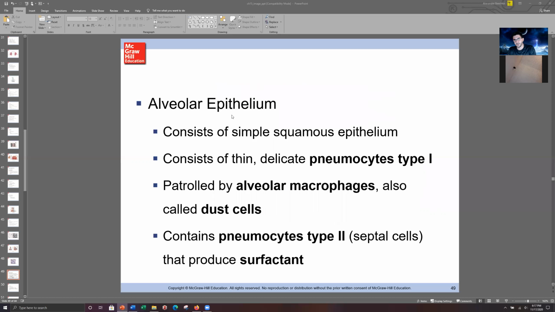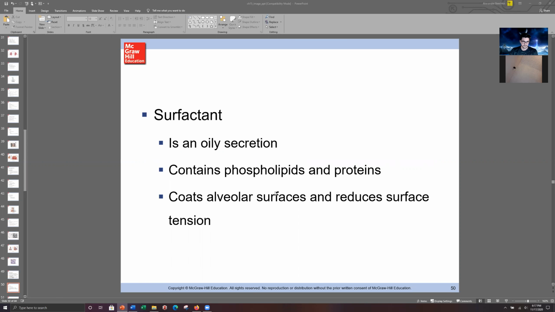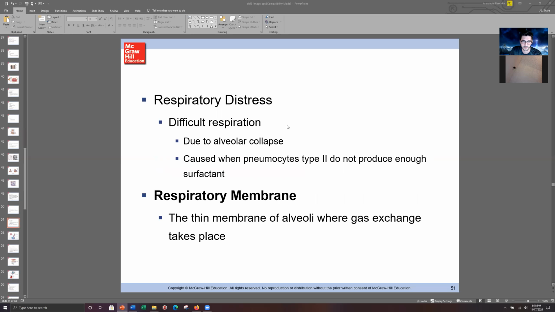Okay. So alveolar epithelia consists of simple squamous epithelial cells, thin, delicate pneumocytes that are type 1, patrolled by alveolar macrophages, also called dust cells. And we have type 2 pneumocytes called septal cells that produce surfactant. And the role of surfactant is to make sure that the alveoli retain their shape as we inhale and exhale so they don't collapse on themselves and then we suffocate. So surfactant is an oily secretion that contains phospholipids and proteins, coats the alveolar surfaces and reduces surface tension, giving us all those added benefits.